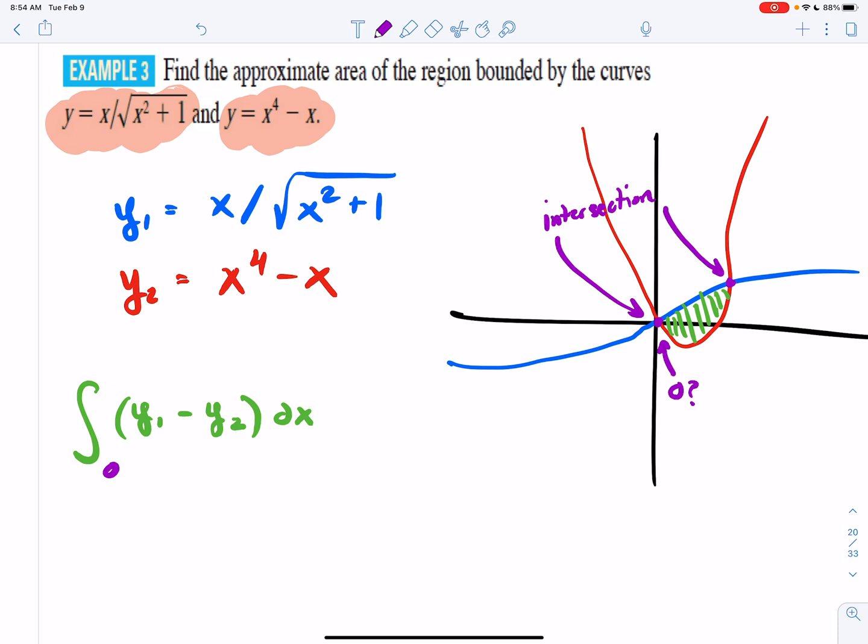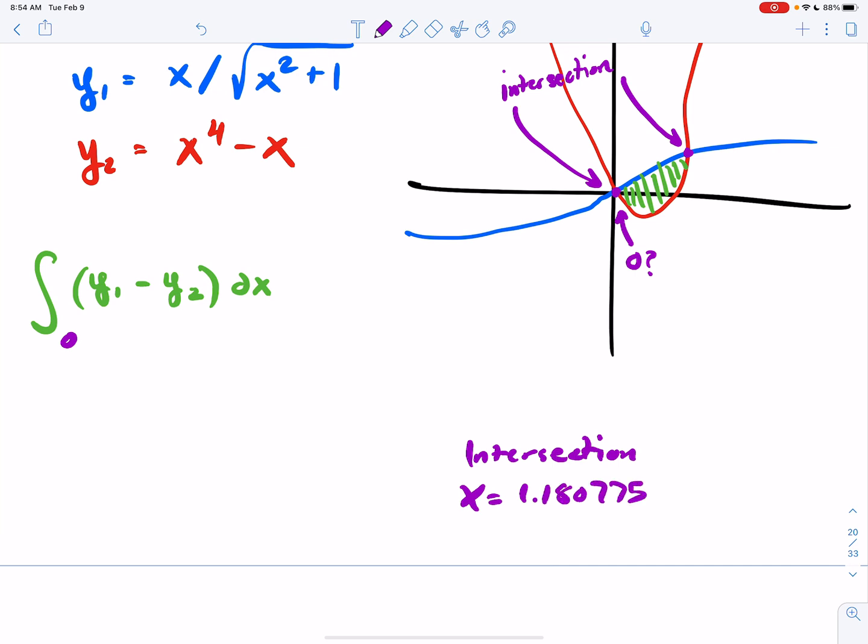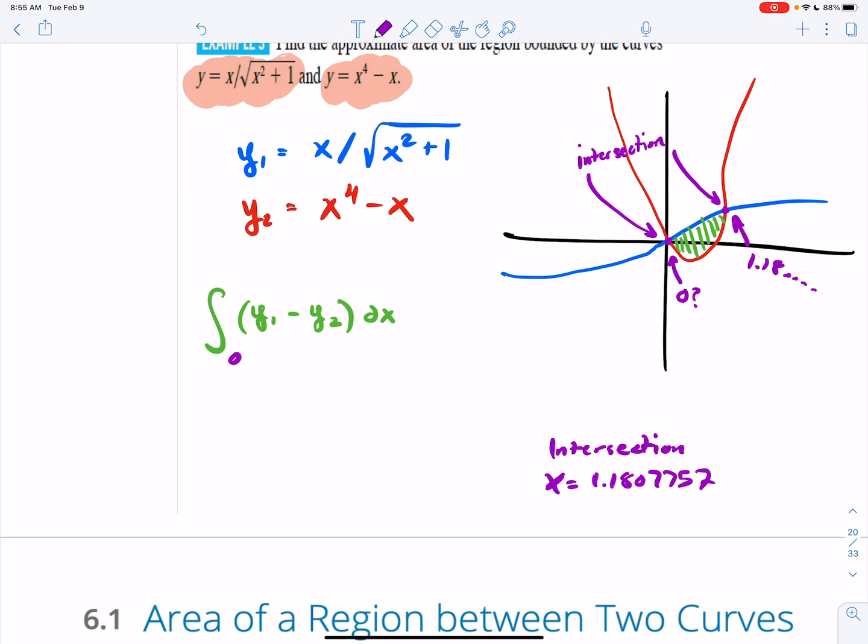If you take a look here, I'll model it for you. On your screen it should say intersection, and right below it is x equals 1.1807757. That is this value right here, 1.18, yada, yada, yada. This is where the region starts and stops.